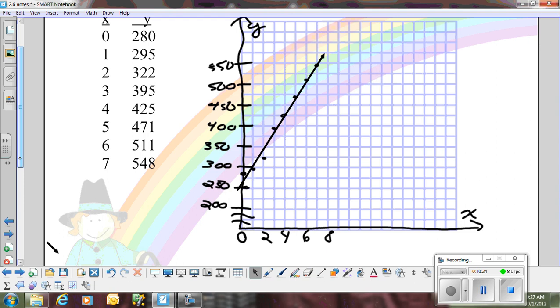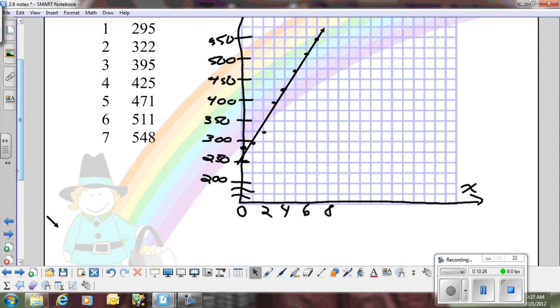So once you get that done, what I want you to do is look at your line and pick 2 points that appear to be pretty much on the line. That one looks pretty good. This one looks pretty good. Okay, again, depending on what your eye tells you, it could be a little different for different people.